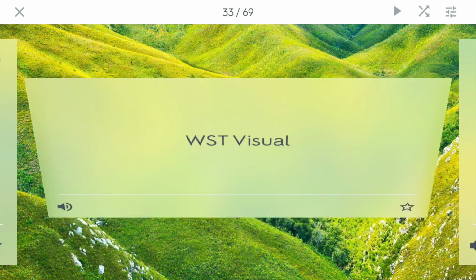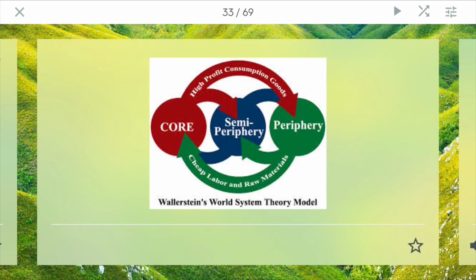The WST visual, this really shows Wallerstein's theory, and it shows that capitalism has really caused this sort of crazy loop where the periphery countries send their cheap labor and raw materials to benefit the core, who sends their high profit consumption goods, materialism, back to these other countries.